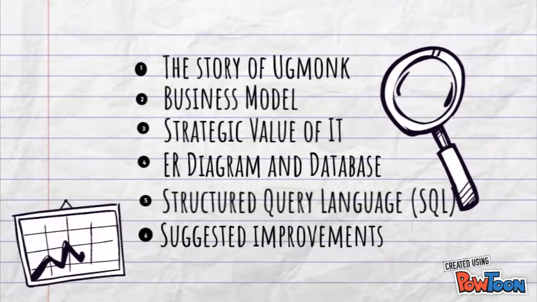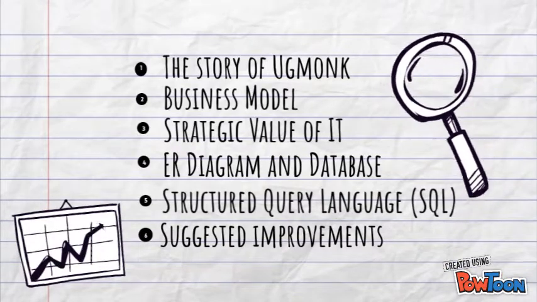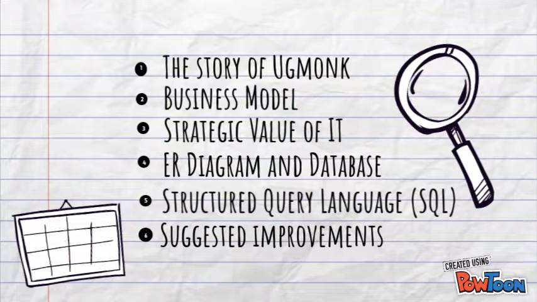During this video, we will discuss the following 6 points: the story of Ugmonk, the company's business model, the strategic value of IT for the business, ER diagram and possible database model, structured query language, and suggested improvements of the website's interface.